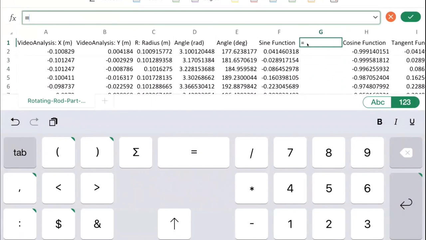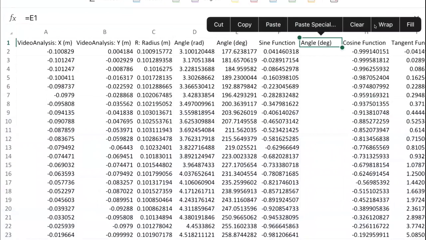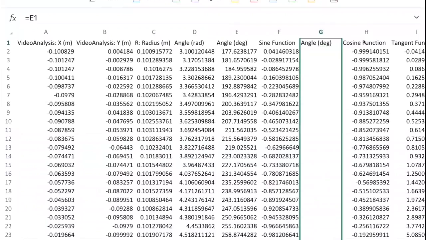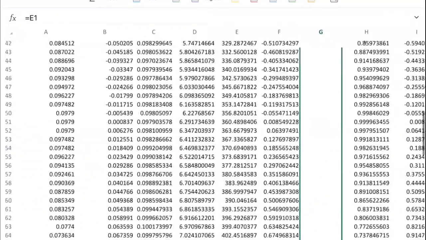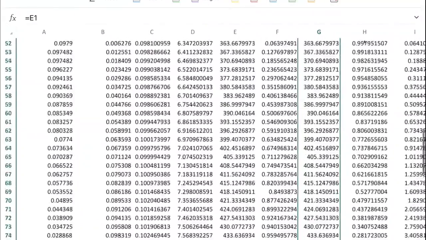So now I'm just going to refer back to my angle in degrees here and select my check mark. And once I do that, I am definitely going to pick the fill, and then I'm going to go ahead and drag down. We're going to treat all of our decimal places shortly here. We don't have this many decimal places.